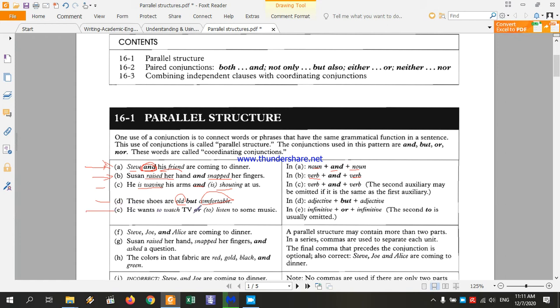Example E, he wants to watch TV or wants to listen to some music. Here we have our coordinator, and it's preceded by to watch, which is an infinitive, and it's followed by also an infinitive.